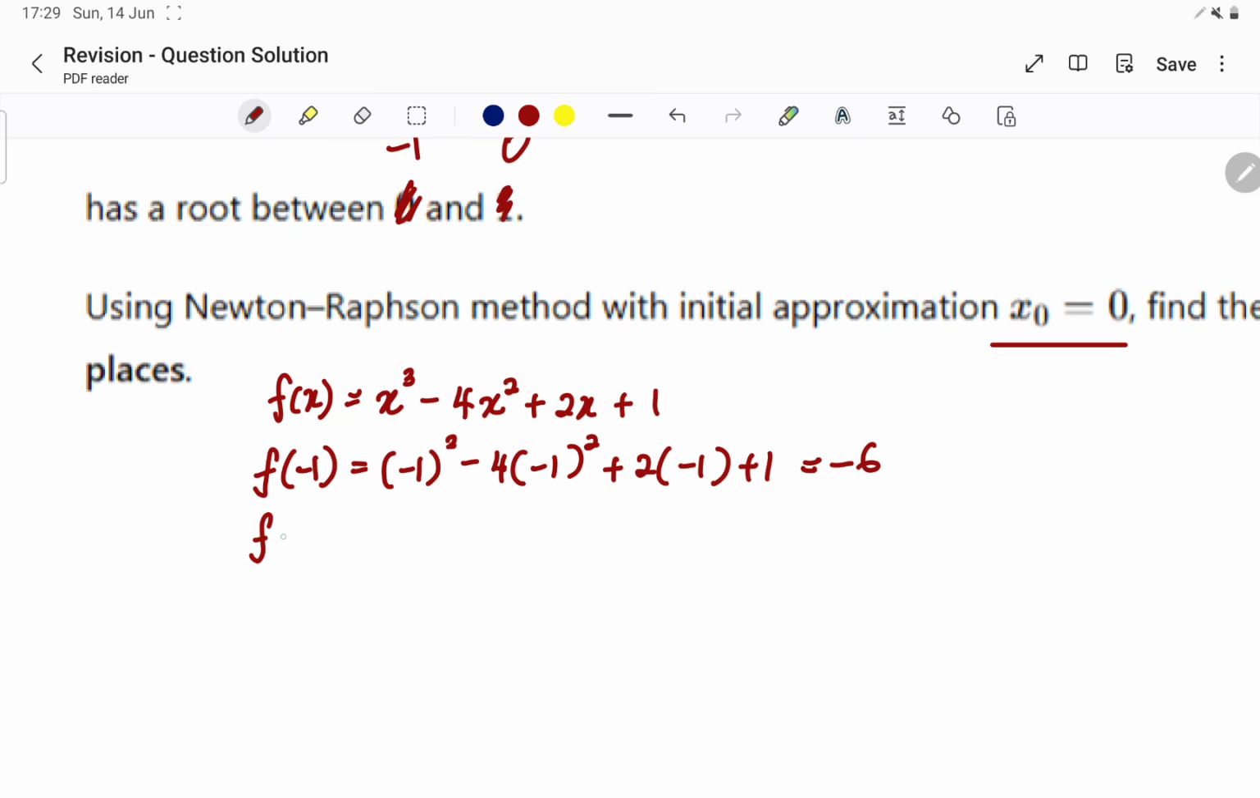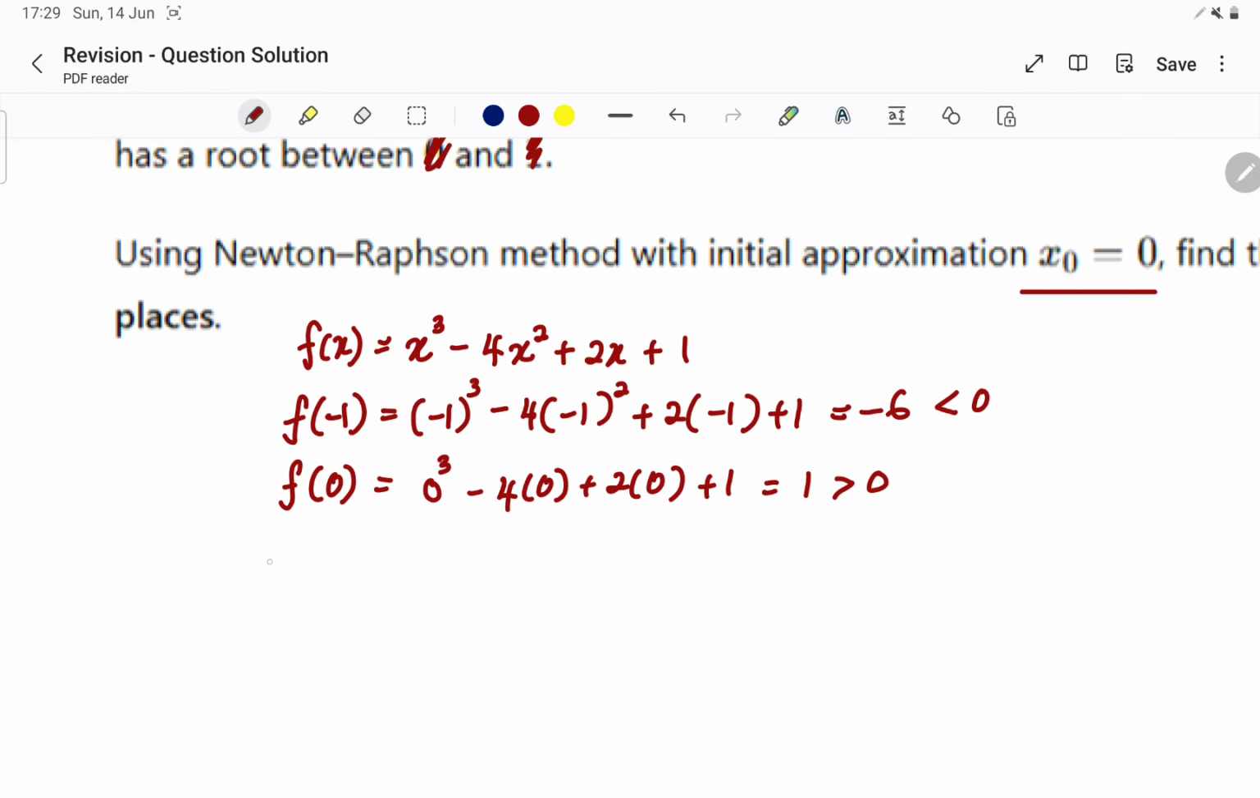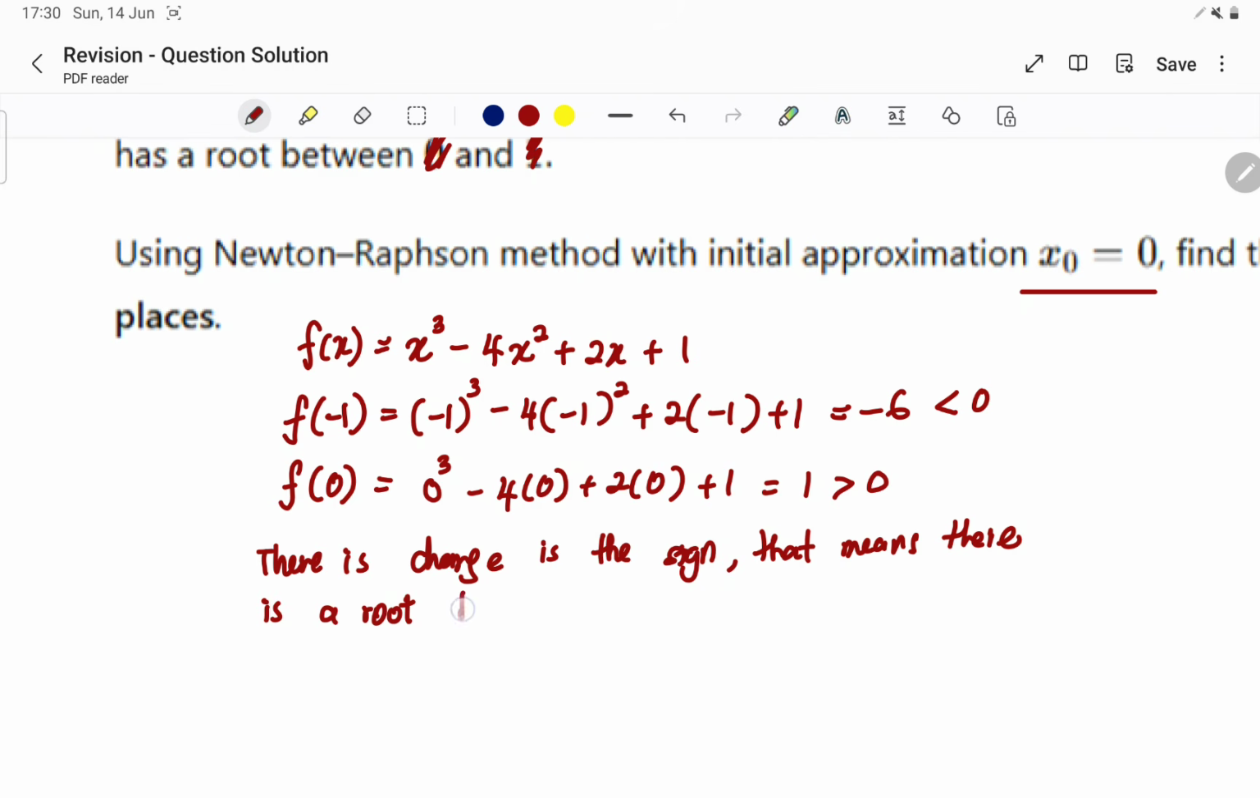Then substitute x equal to 0 inside: 0 cubed minus 4 multiplied with 0 squared plus 2 multiplied with 0 plus 1, you're going to get equal to 1. So f(-1) is less than 0 and f(0) is greater than 0. So there is a change in the sign. So that means there is a root between -1 and 0. Here you can write: there is a change in the sign, that means there is a root between -1 and 0.